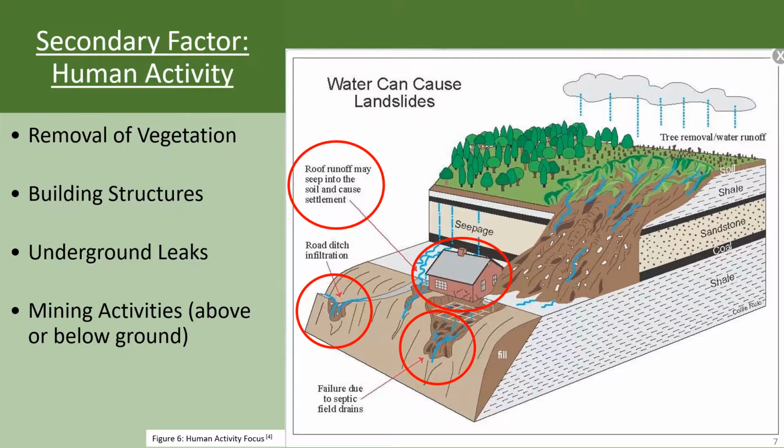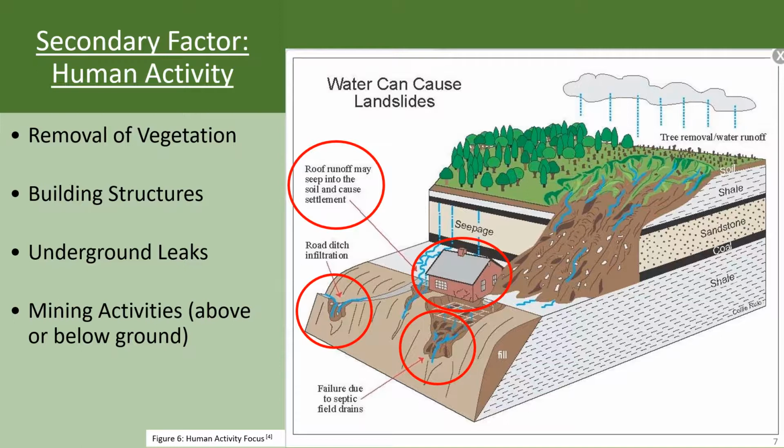move. Building structures that put weight on sloped areas can make these areas more prone to giving and resulting in landslides. In addition, runoff from these structures, which is circled in Figure 6, may cause seepage and cause an area to sink down due to the amount of water continuously being put into that location. You can see that with the road ditch infiltration circled in Figure 6.